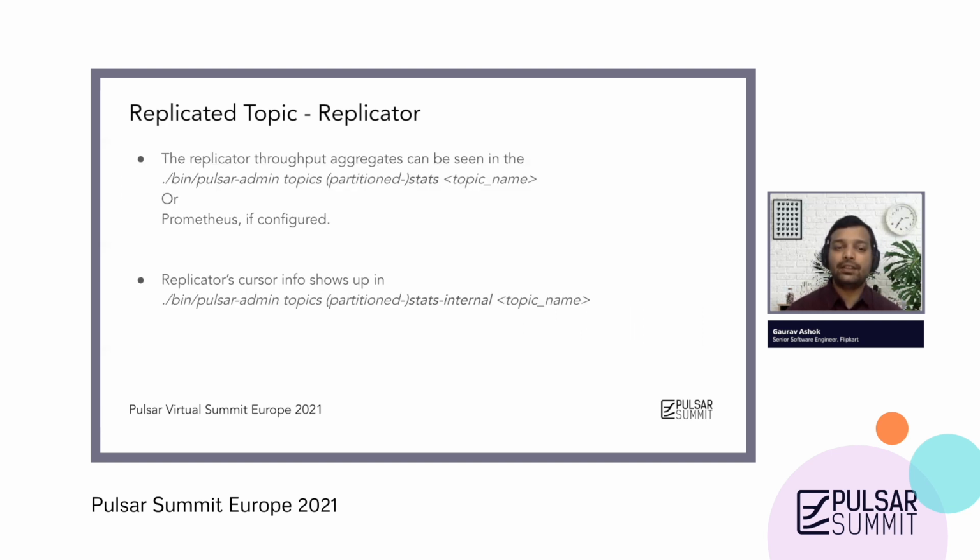The replication throughput aggregates can be seen in the admin client in the stats command. It is also exposed, and if you have Prometheus set up, then you can see it there also. The replicator's cursor information will be available in the stats-internal command.